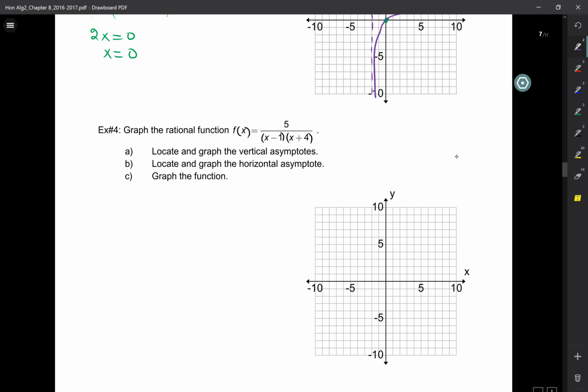So vertical asymptotes. Now we have lots of things to set equal to 0. So x equals 1, x equals negative 4. None of those can cancel with the numerator. So there is one at 1. There is one at negative 4.